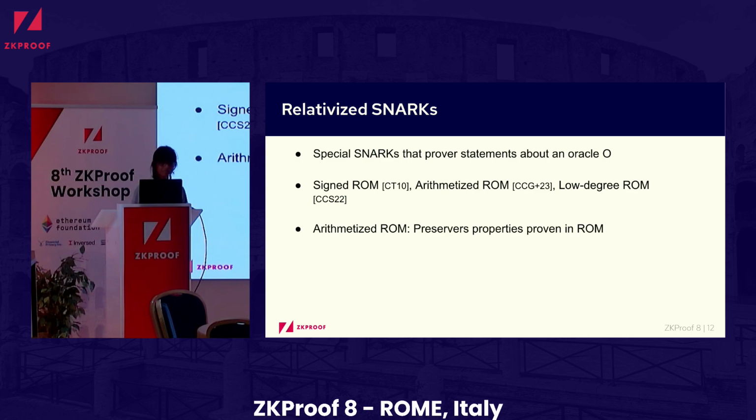Among these, the arithmetized ROM is particularly interesting because it gives this generic lifting result, where if your underlying SNARK has some property in the ROM, when you replace the ROM with the AROM, this property will also be preserved. So essentially, if it was knowledge sound, it's still knowledge sound, and if it was zero knowledge, it's still zero knowledge. This is nice because you can just take any SNARK that works in the random oracle model and have a relativized version that works in the AROM. You don't need to redo any sort of analysis to use this SNARK.